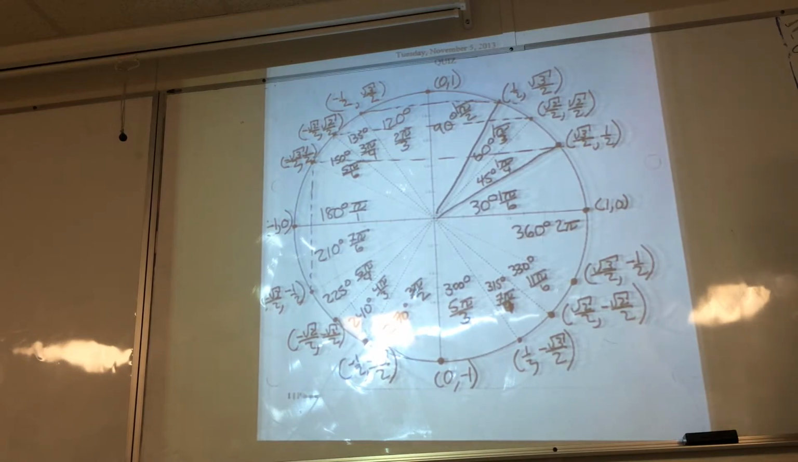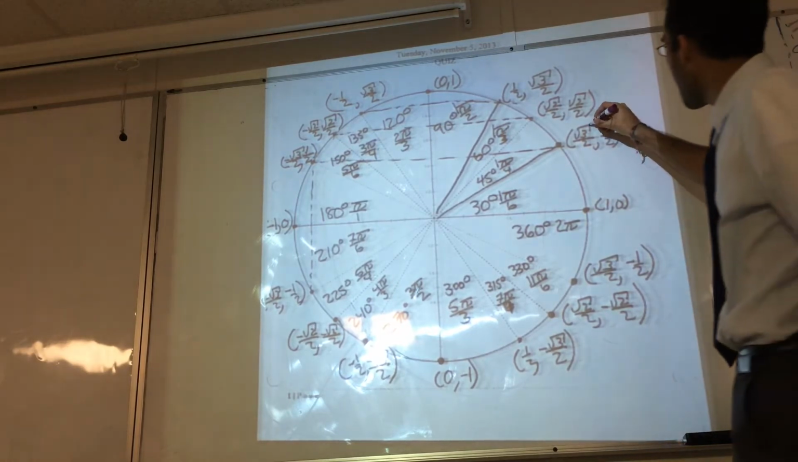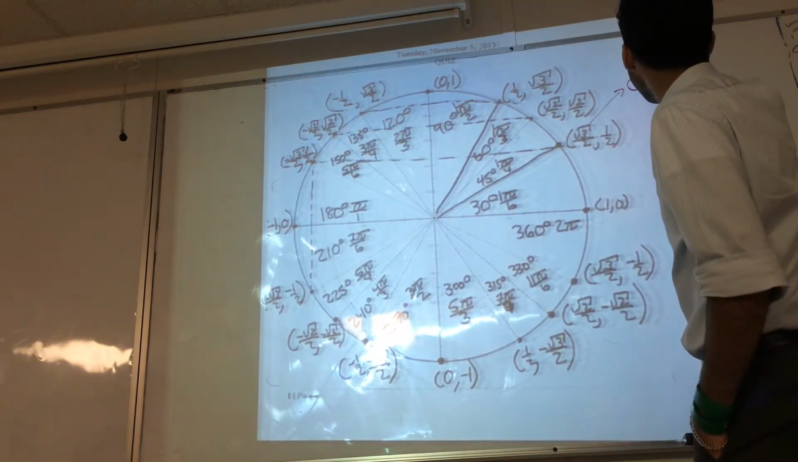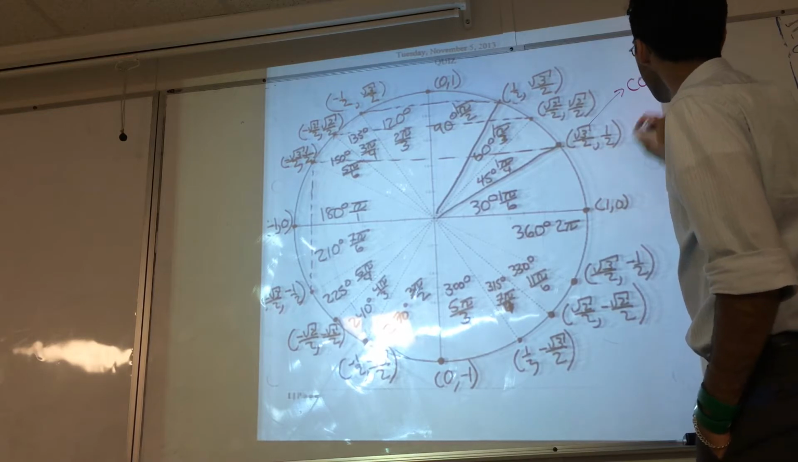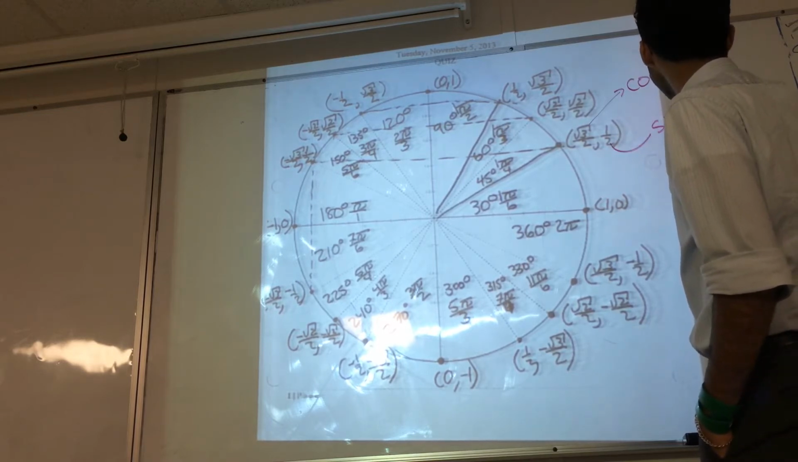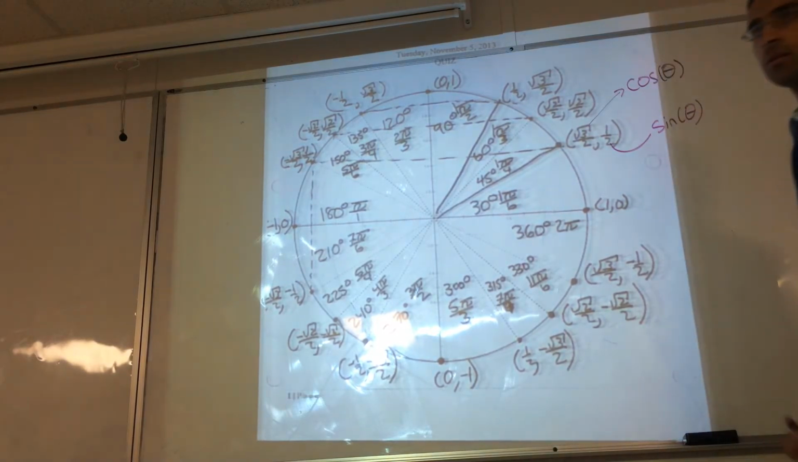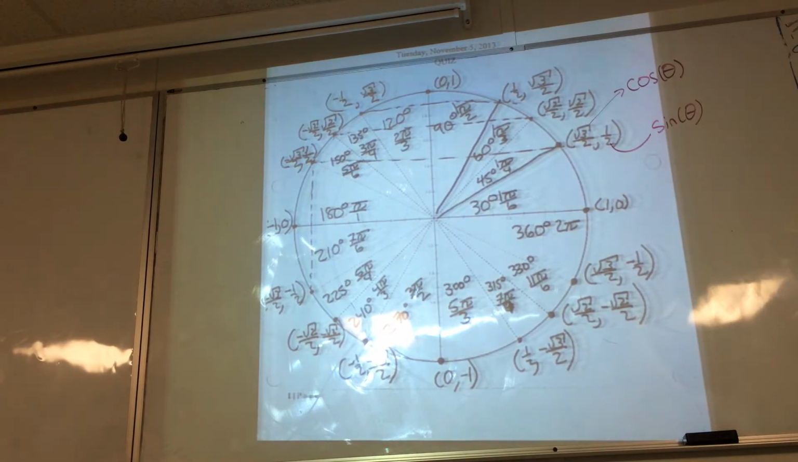All right, this is the big thing to remember: the x values represent cosine of theta, and the y values represent sine of theta. Got to know that. X values represent cosine of theta, y values represent sine of theta.